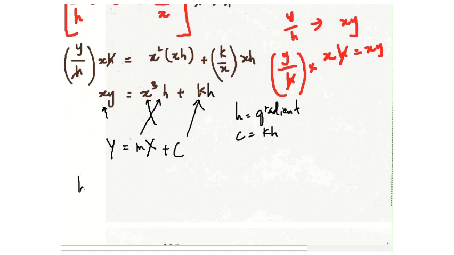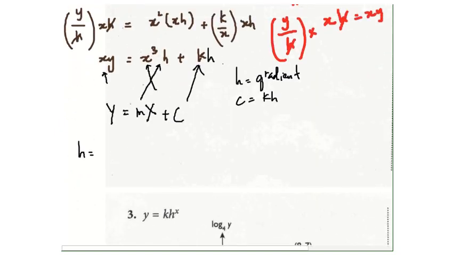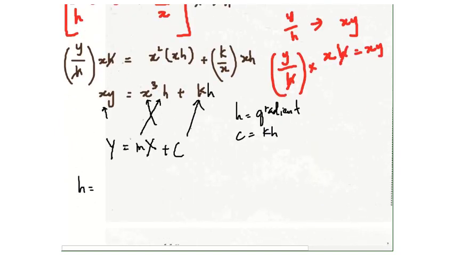Now the question asks for the values of h and k. h can be found from the gradient, so h equals the gradient. The gradient is based on the coordinates given: the coordinates are (0, 6) and (3, 4). The gradient is 6 minus 4 divided by 0 minus 3, equal to 2 over negative 3. So this is the value of h.